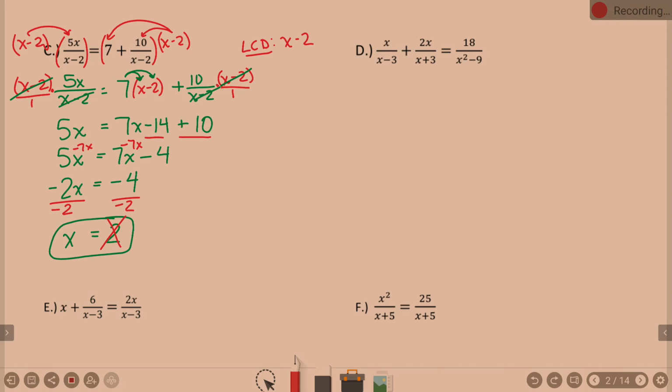What's that mean? No solution. 2 is the only answer we got. It didn't work when we plugged it back in. So we did all that work just to say no solution. As in, there's no x value that can make this equation true. Okay? So, no solution. It is a possible answer.